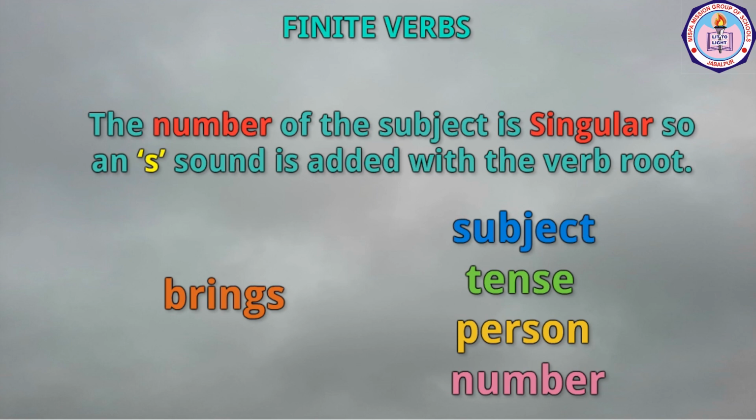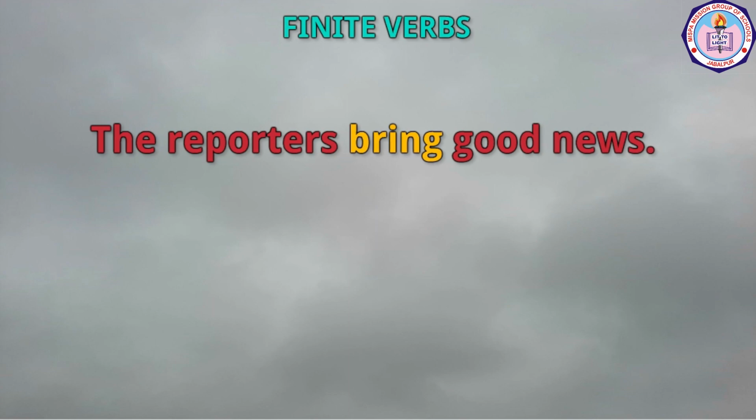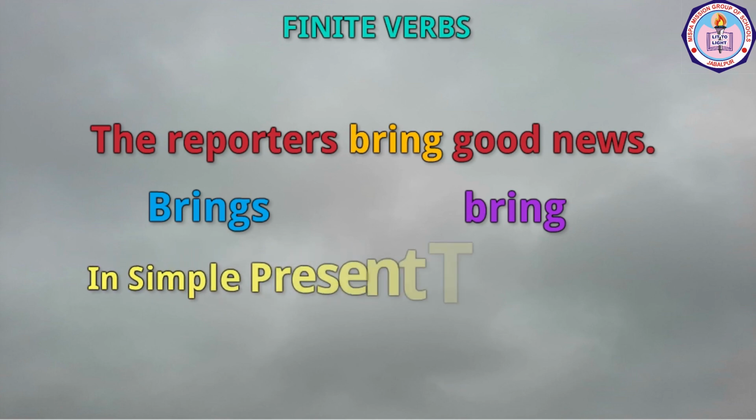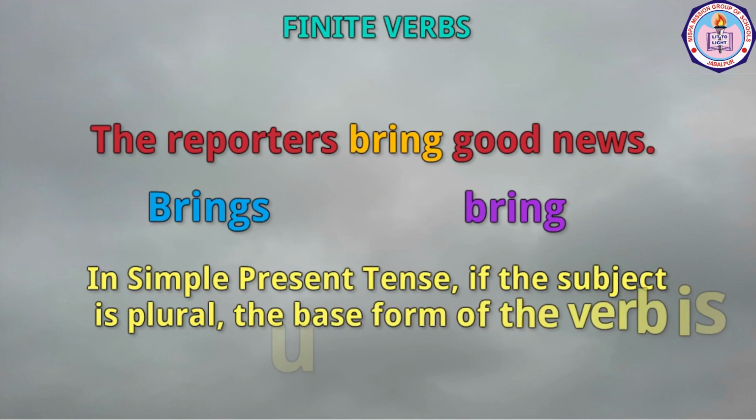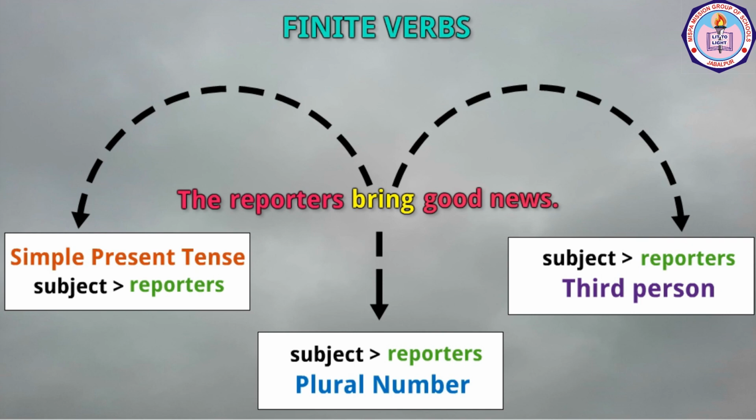Now, let us examine the same verb with another subject. The reporters bring good news. Here, the form of verb has been changed when the subject is changed. Brings changed into bring when the number of the subject changed. As we know, in simple present tense, if the subject is plural, the base form of the verb is used as the main verb. Here, reporters is a plural subject, so the verb bring agrees with it. The subject is third person and the finite verb bring is limited with it. The number of the subject reporters is plural, so the verb bring is limited to it.